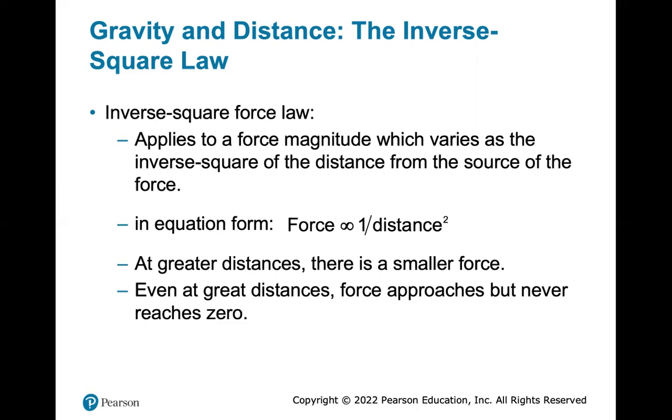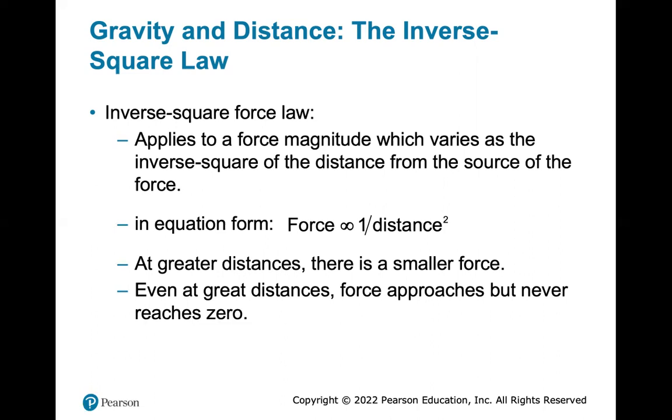and it doesn't work with magnets. Magnets attract each other, but there's more dynamics going on in magnetism that it doesn't apply there. But those are two instances of the inverse square law. In equation form, the force is proportional to 1 over the square of the distance.